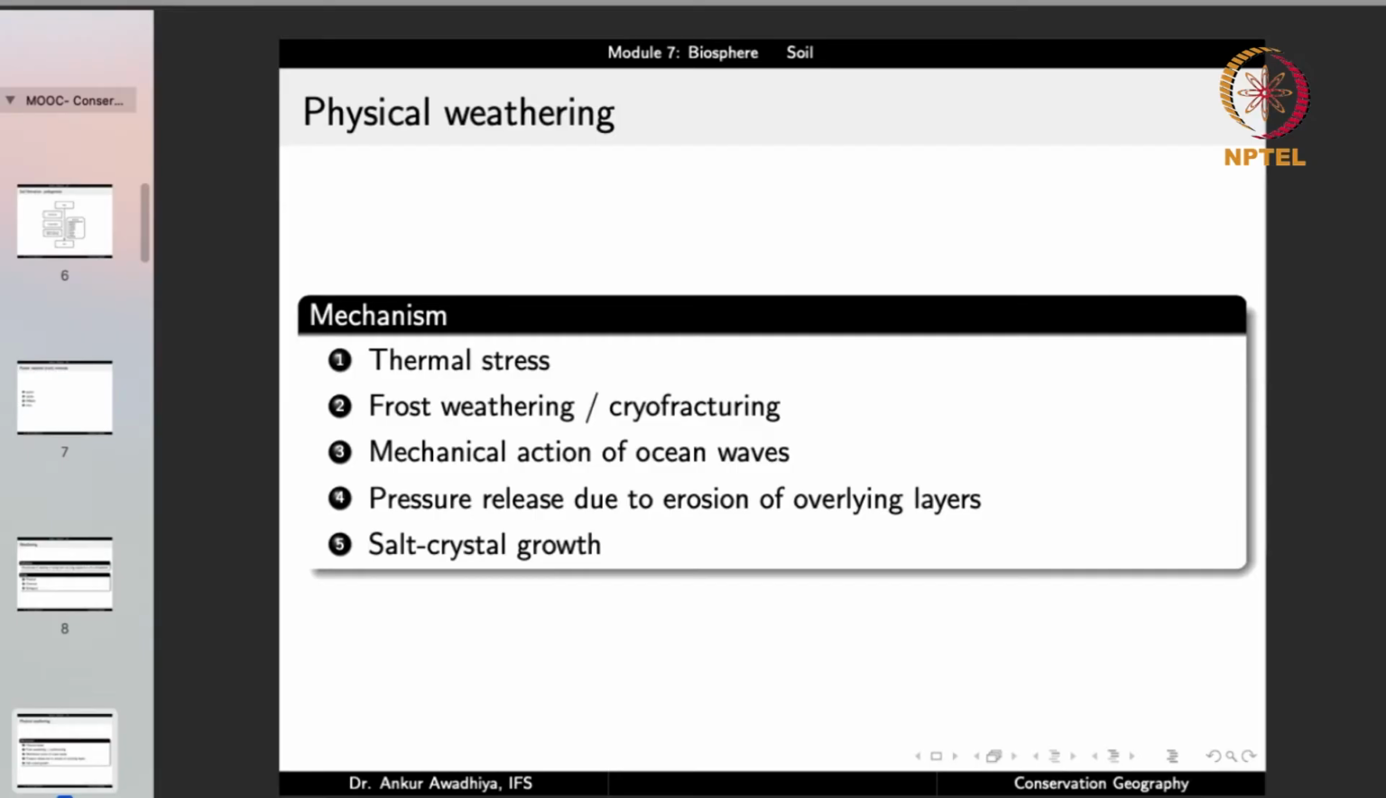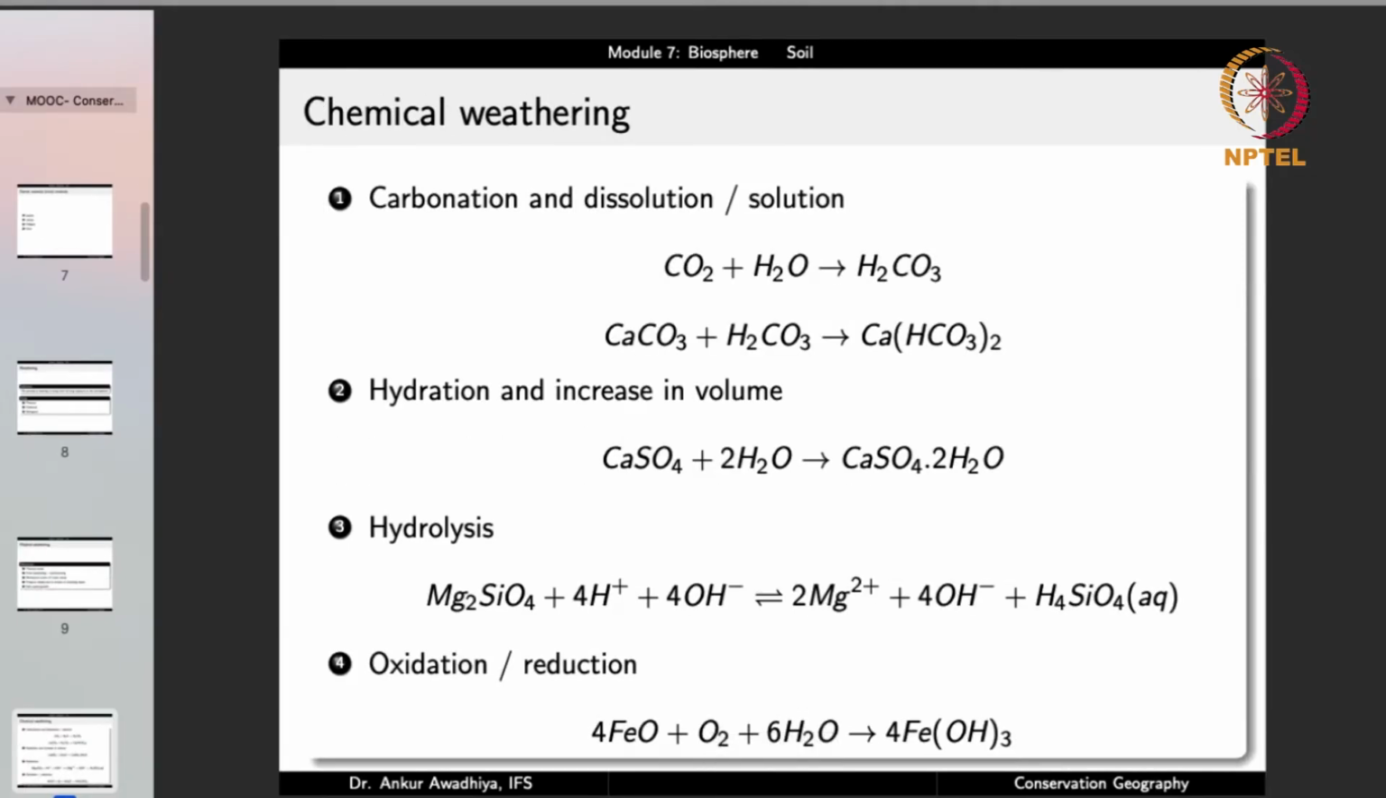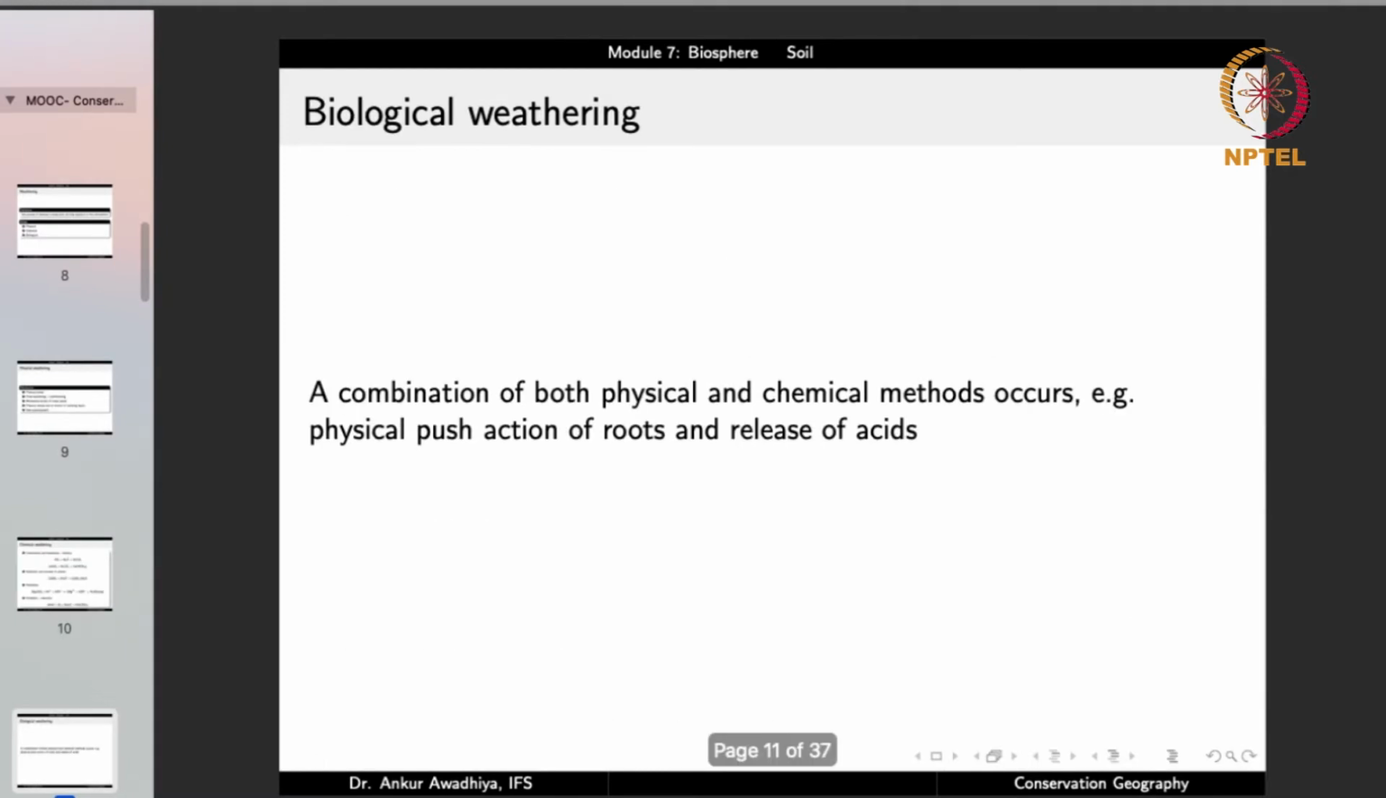Yet another mechanism is the release of pressure due to erosion of overlying layers. And we also have the salt crystal growth, which is very similar to cryofracturing, but utilizing the growth of salt crystals. And this is very commonly observed near the sea coast. Chemical weathering, as we have seen before, includes chemical reactions such as carbonation, dissolution or solution, hydration with increase in volume, hydrolysis, oxidation and reduction reactions. And biological weathering is a combination of both physical and chemical methods, such as the physical push action of roots and the release of acids.